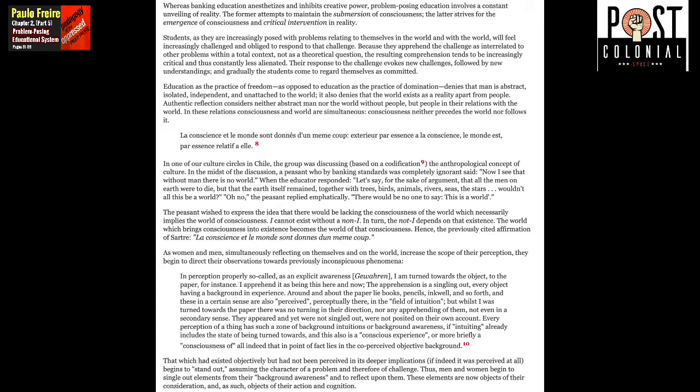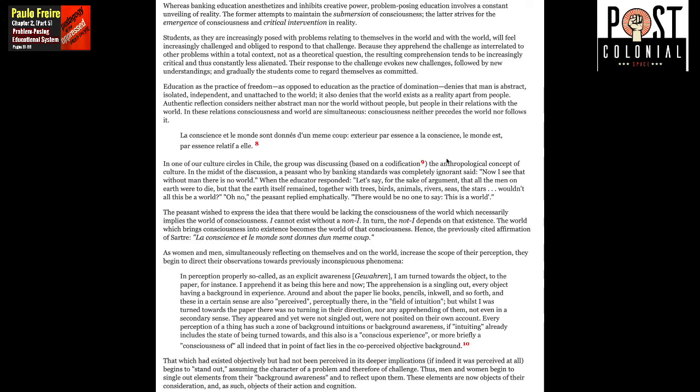Education as the practice of freedom, as opposed to education as the practice of domination, denies that man is abstract, isolated, independent, and unattached to the world. It also denies that the world exists as a reality apart from people. Authentic reflection considers neither abstract man nor the world without people, but people in their relations with the world. In these relations, consciousness and world are simultaneous. Consciousness neither precedes the world nor follows it.